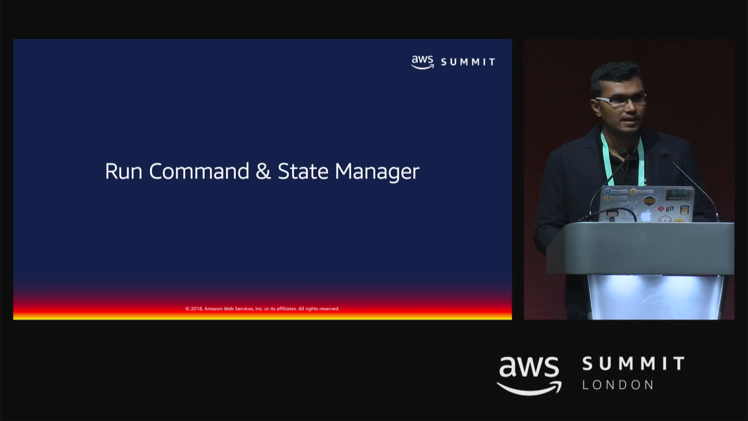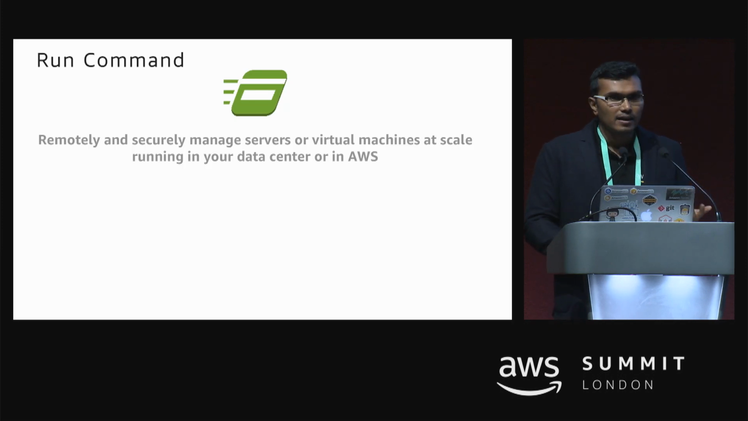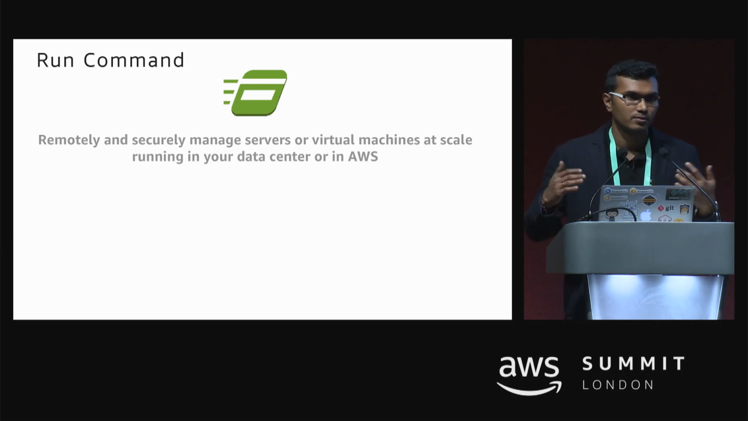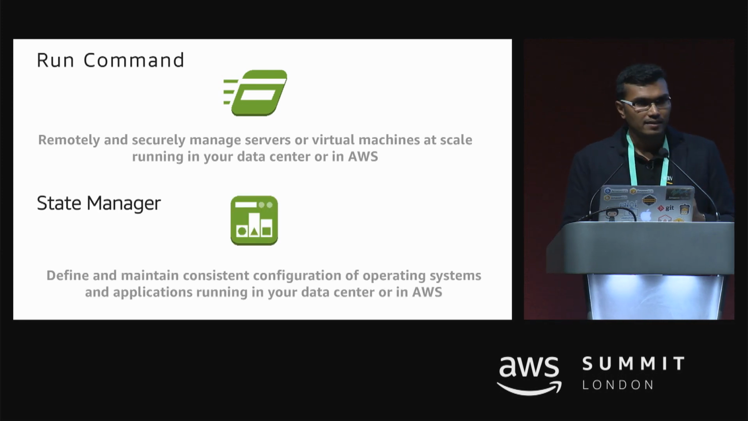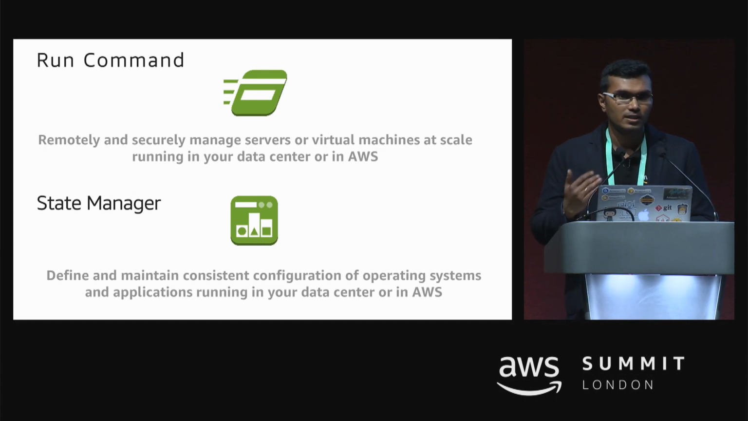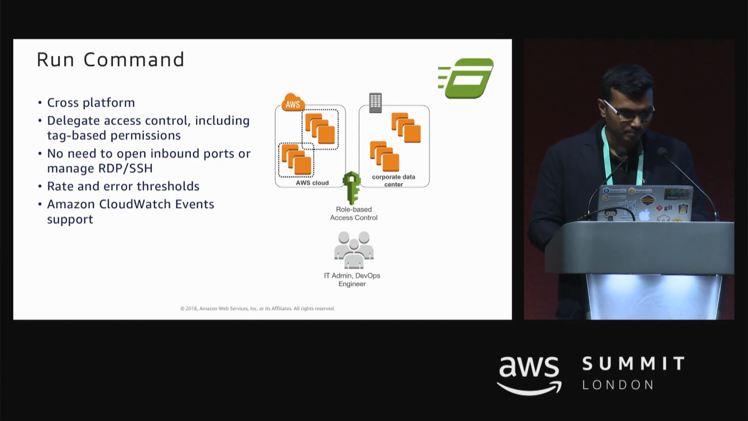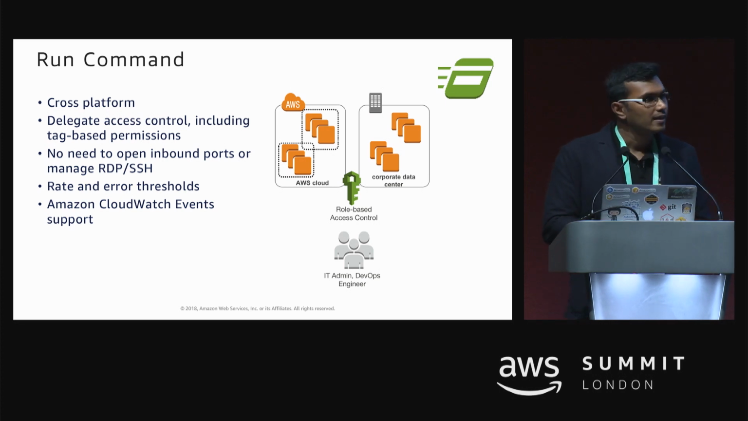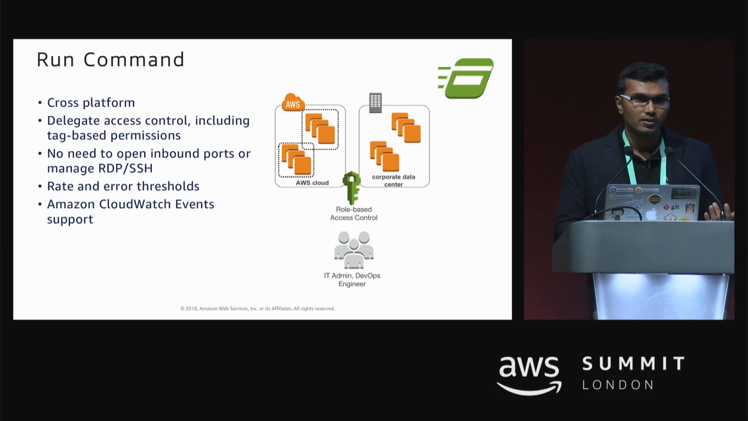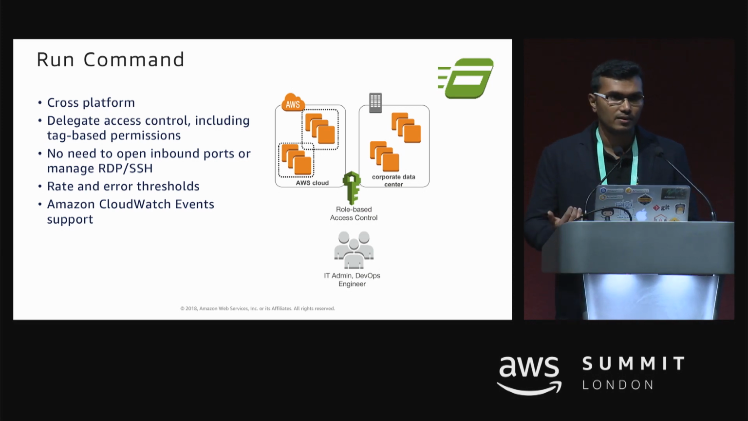So let's have a look at what run command actually is. Run command lets you securely run these documents across a fleet of servers. These fleets of servers can be on premises as well as on AWS. State manager works in a pretty similar way, except that for any operations that you want to do on a periodic basis, you can use state manager. So let's have a deeper look at what these two things are. Run command can run or execute your documents across platforms. So you can run it on Linux or multiple flavors of Windows.